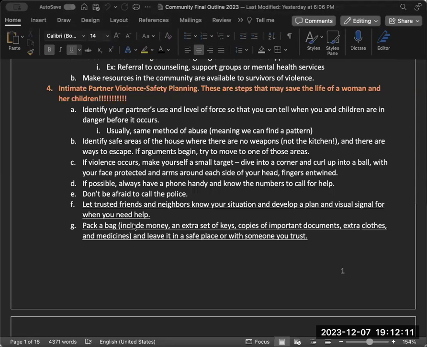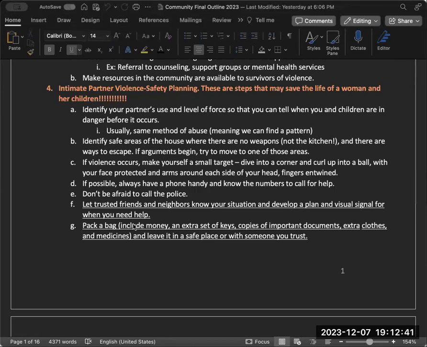So after we figure out how the violence is going to occur, what method they use, we want to find a safe area to go and a safe area to leave if they can. The next thing would be, let's just say they couldn't get out and the violence does occur. We want to make yourself a small target. So she said to dive in a corner and curl up into a ball with your face protected and your arms around each side of your head and your fingers entwined to cover yourself from injury.